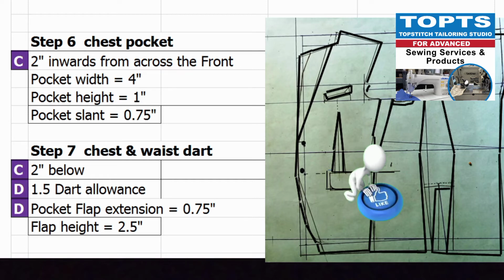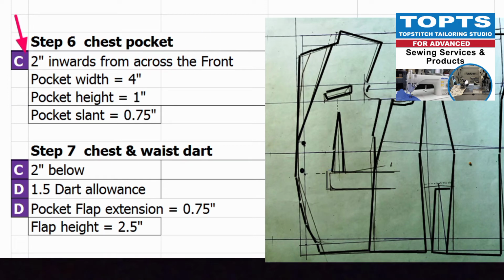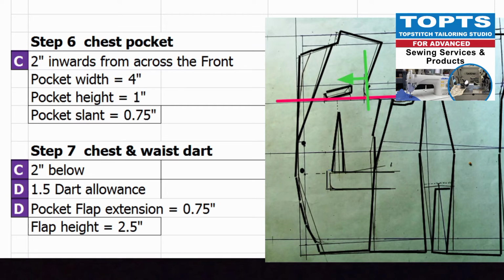So now we are continuing with our step number 6. From line C, that's the chest pockets. How do you locate the chest pocket? So you come to line C. From across the front, you mark 2 inches from this point inwards, and the pocket width is 4 inches. That's the pocket width. Then the pocket height is 1 inch. Then the pocket slant is 0.75 inches.